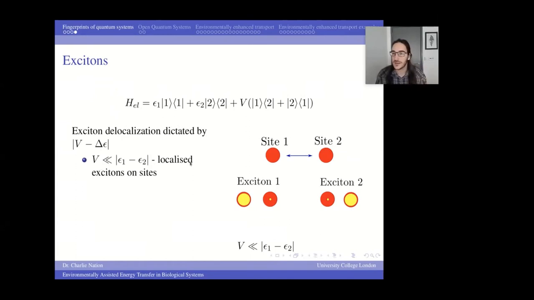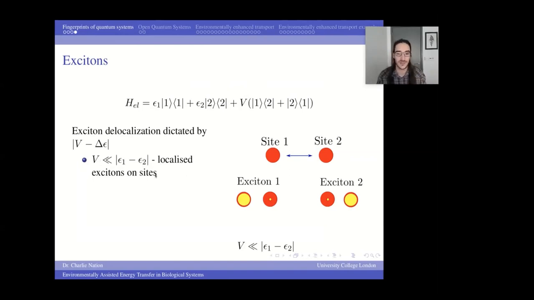And there are a couple of limits that we can look at this Hamiltonian for that will give us some intuition on when it is a delocalized and when it is a localized system. So the two important parameters of interest are the difference between these site energies, the absolute value of E1 minus E2, and this coupling strength V. So depending on how these two are related, we have localization of excitons or delocalization of excitons.